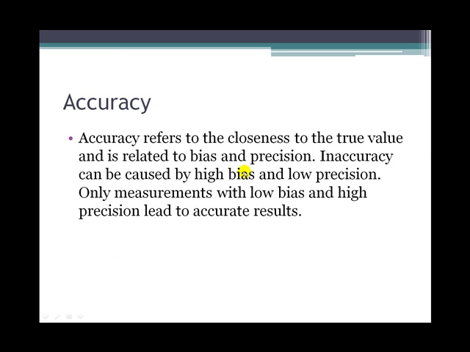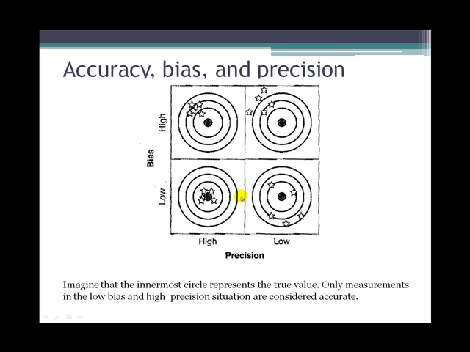Accuracy refers to the closeness to the true value and is related to bias and precision. Inaccuracy can be caused by high bias and also by low precision. Only measurements with low bias and high precision can lead to accurate results. Okay?